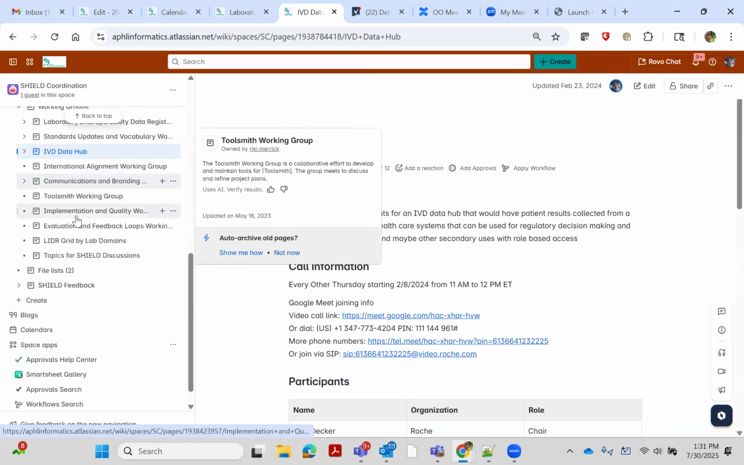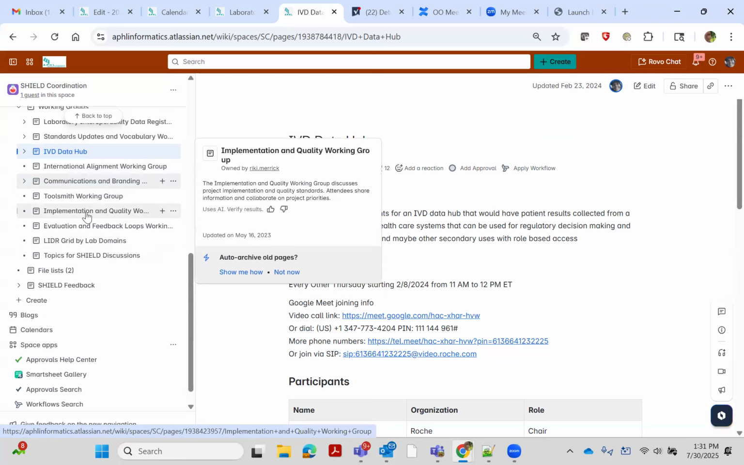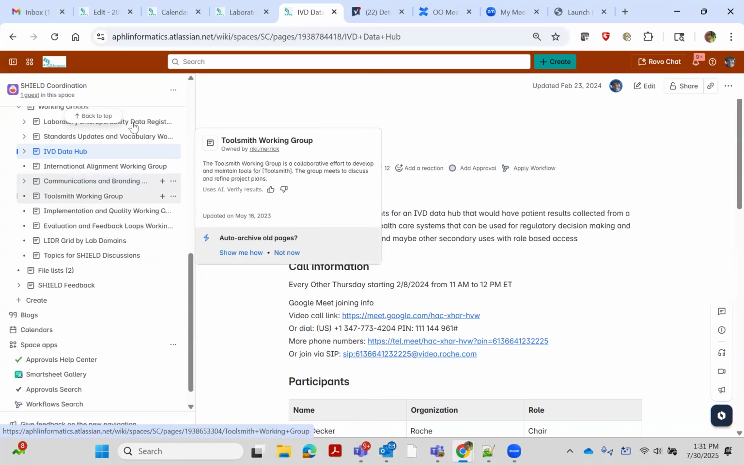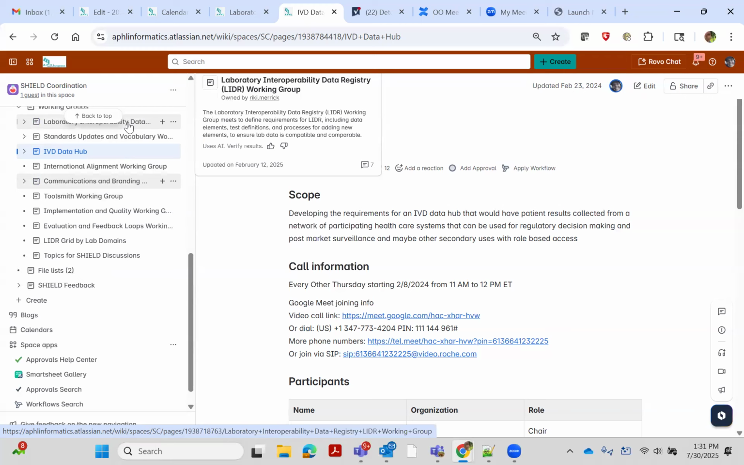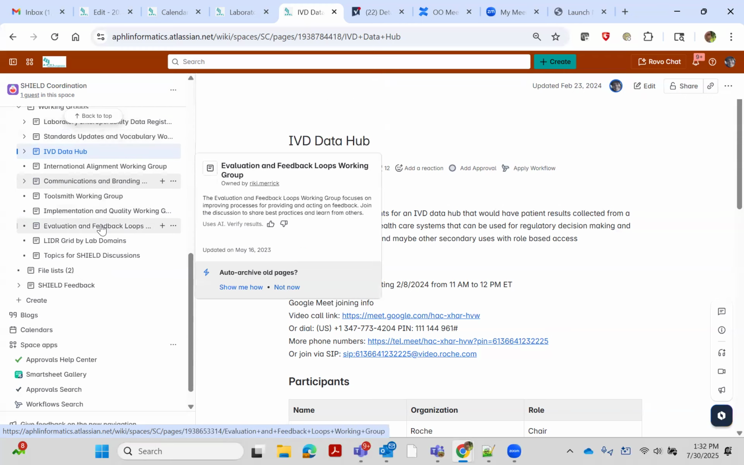The other ones are not working right now. So there's a toolsmiths working group kind of thinking about what kind of tooling we would need around these things, like for LIDR. So part of the people that would be in the toolsmiths working group are participating on the LIDR pilot. And then there's the evaluation and feedback loops. How do you know something is working well? So we don't really have anybody to head that up. So it's kind of sitting on hold.